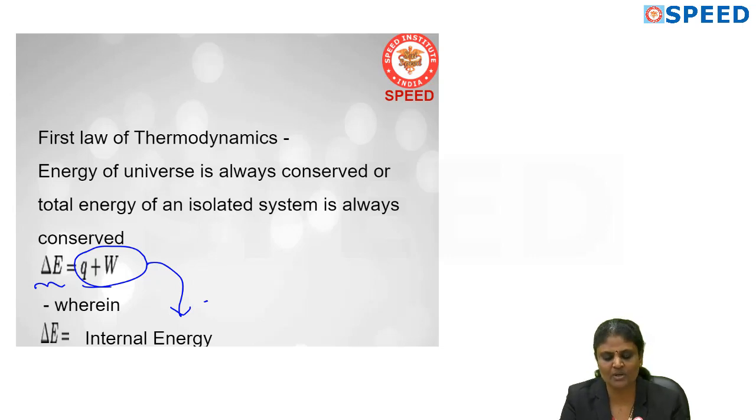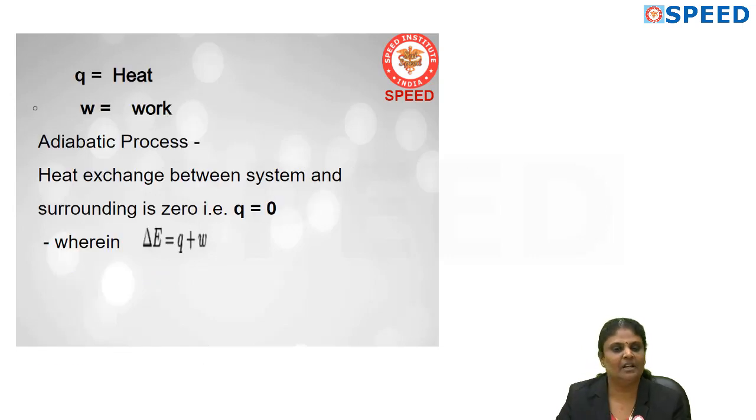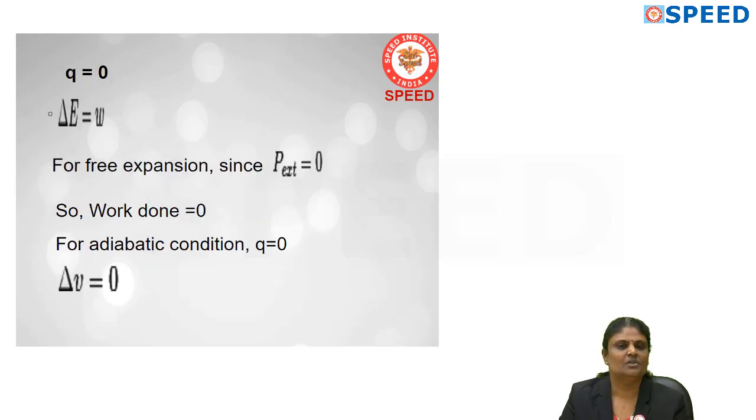So this is again a combined question from thermodynamics and the gaseous state. Q is equal to heat and W is equal to work. In an adiabatic process, heat exchange between system and surroundings is 0, so Q is equal to 0. Wherein delta E is equal to Q plus W, so with Q equal to 0, delta E is equal to W.